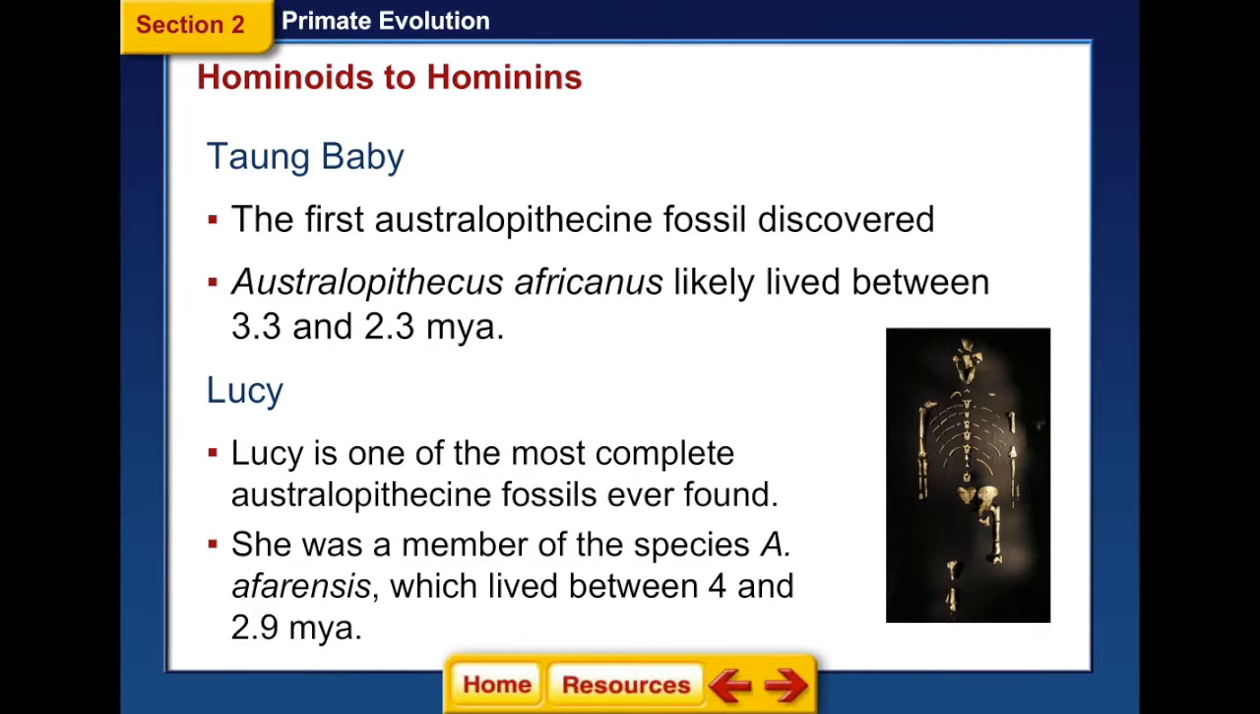Now, other fossils were found that again give us evidence of our ancient past. The first Australopithecine fossil discovered was known as the Taung Child. And then it was given the genus and species scientific name of Australopithecus africanus, likely living between 3.3 and 2.3 million years ago. And then we have, of course, the picture on the right, which is the fossil of Lucy, the hominin given the name of Lucy.